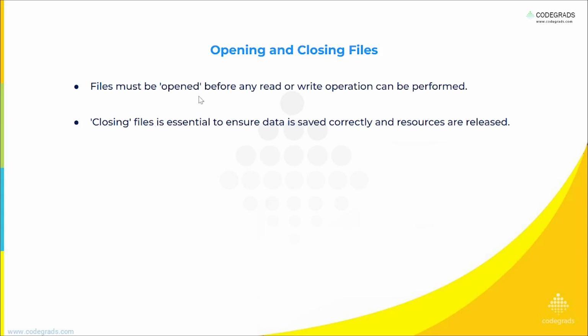Now, files must be opened before any read or write operation can be performed. And closing files is essential to ensure data is saved correctly and resources are released. So in Python, we use the built-in open function to open a file, and the syntax is, suppose we have to open a txt file, we'll type file equal to open, and I'll mention the file name. Suppose filename.txt is the name, and I'll mention the mode. Then after you are done, always close the file using file.close.